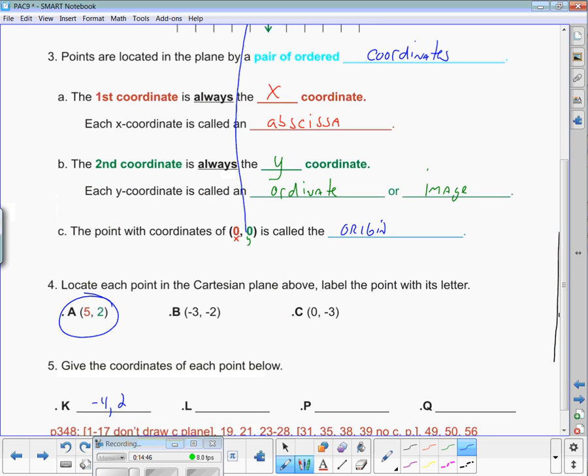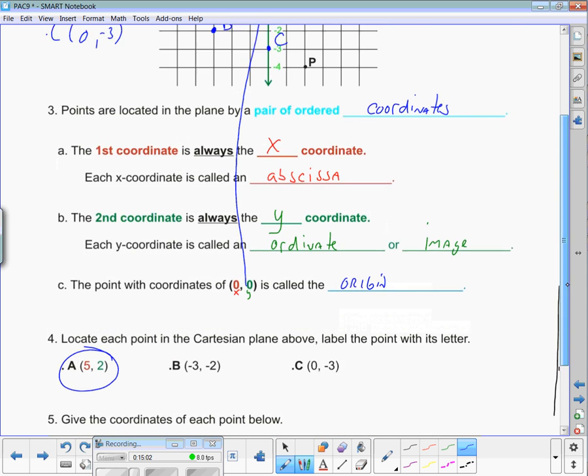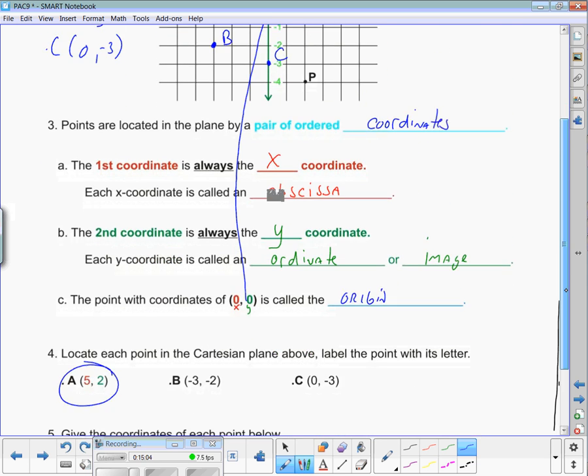And notice every example for number 4. Where do you see the coordinates? What are they located within? And hopefully you're saying parentheses. You always put coordinates in parentheses. So parentheses, -4, comma 2, close the parentheses. All right, that's point K.